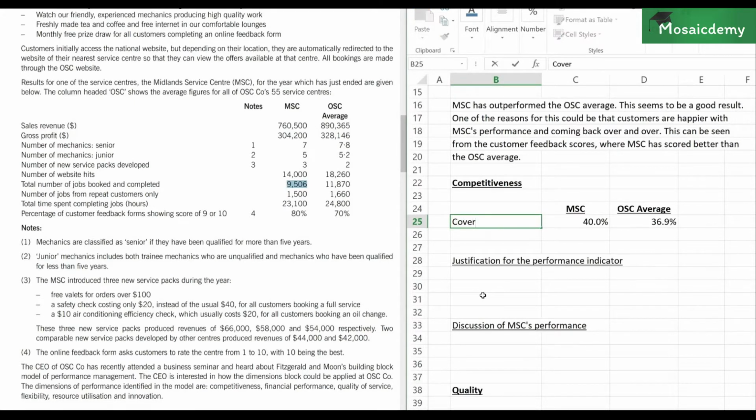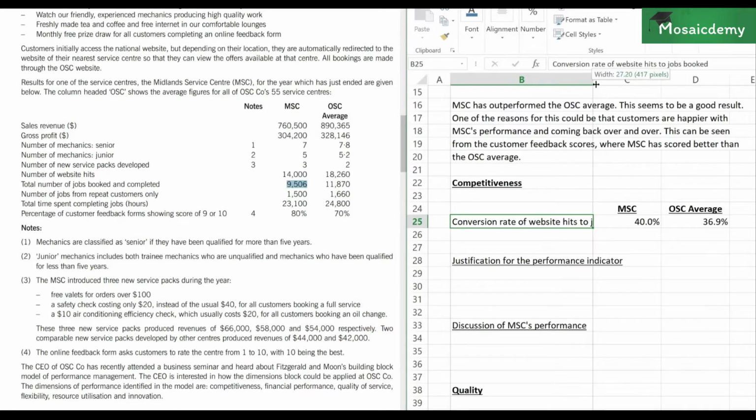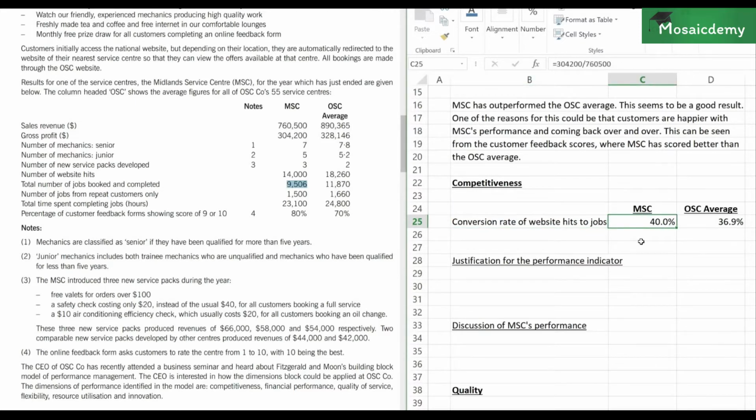So we can mention conversion rate of website hits to jobs booked, right? Conversion rate. So you can just stretch this out. So let's just keep it till this. So for MSc it is 9,506 over 14,000, and for OSC average it's 11,870 over 18,260. Okay.